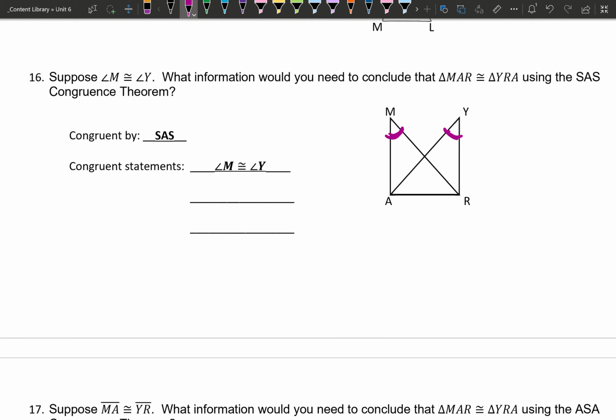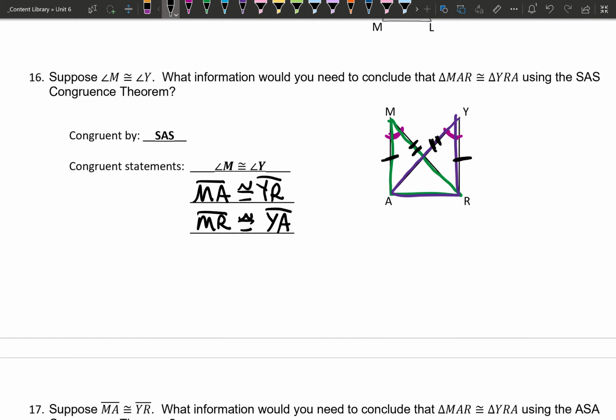Now, it might be tough to see the two different triangles, so I'm going to trace them. Here's one triangle, and here's the other one. Right. I need two sides surrounding those angles. I need this side and this side on the green triangle, and I need this one and this one on the purple one. Let's write down the congruencies. That's MA congruent to YR, and then we've got MR congruent to YA.